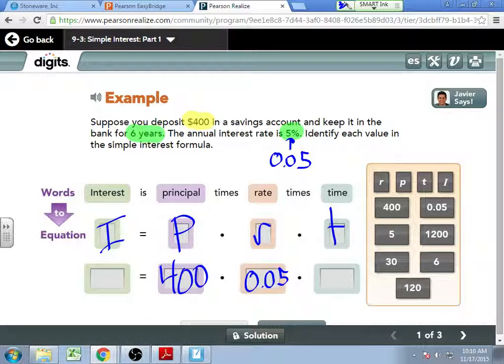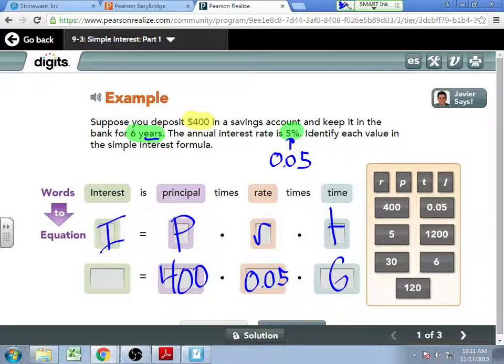So if you deposit $400 into an account and keep it in the bank for 6 years at an interest rate of 5%, what's your time? How much time passed? How long did it stay in the account? All you have to pay attention to is what has the label of years. Stay with us.